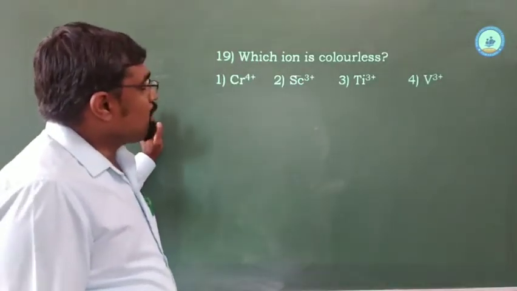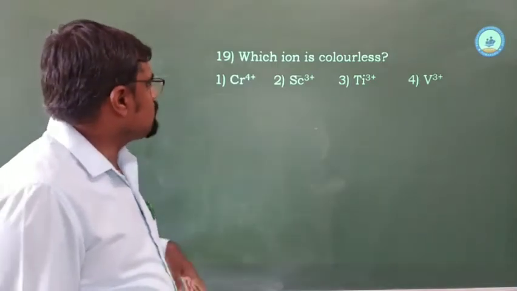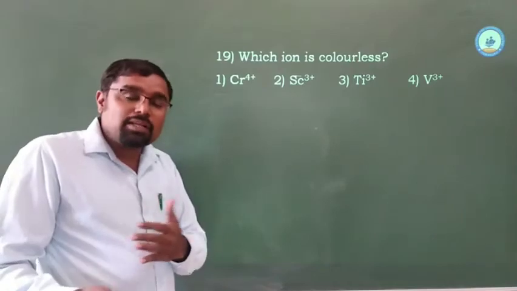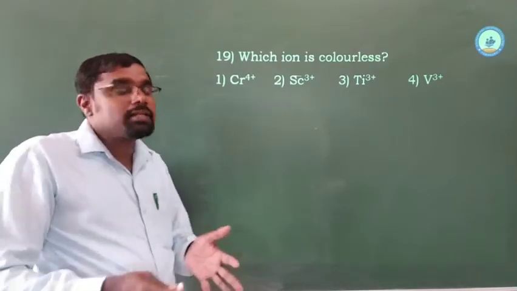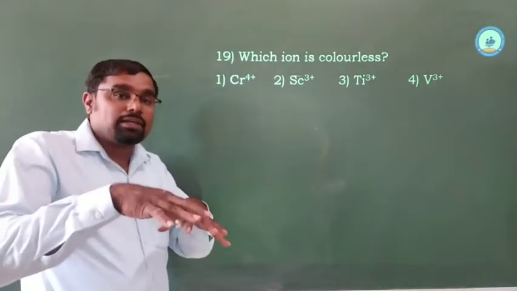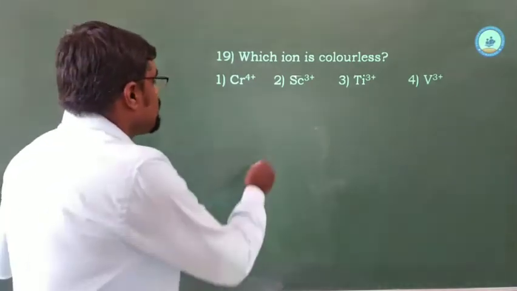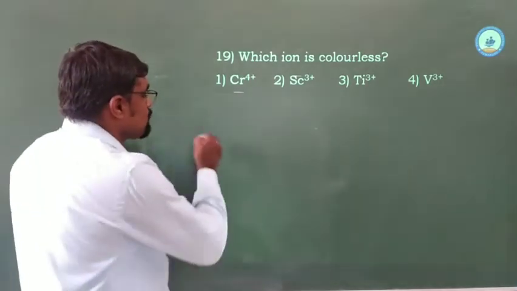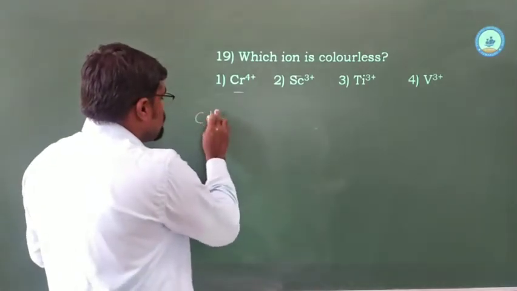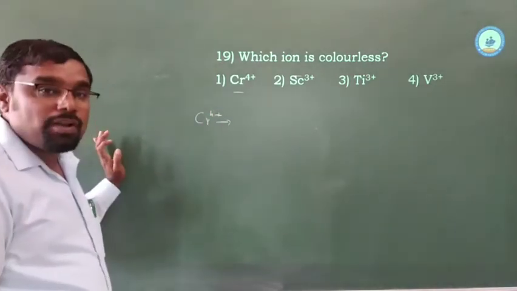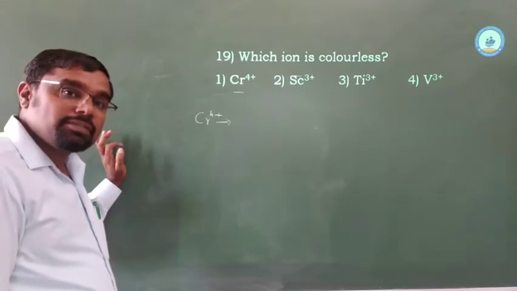Which ion is colorless? It is similar to that one. Unpaired electrons present in the d orbital show colors. So which ion does not have unpaired electrons, that is colorless. Okay, this is chromium 4 plus. Chromium 4 plus, the electronic configuration, if you write it, the atomic number is 24.